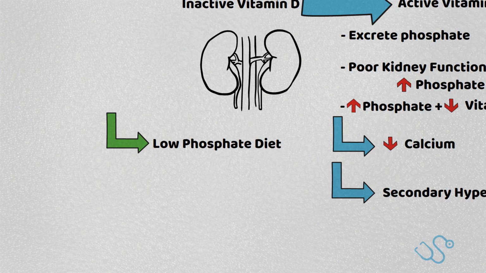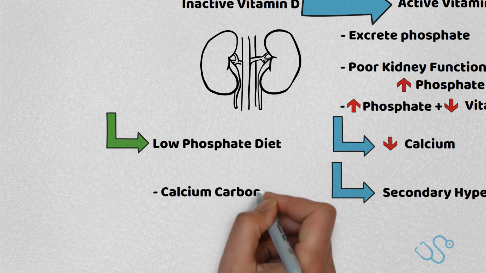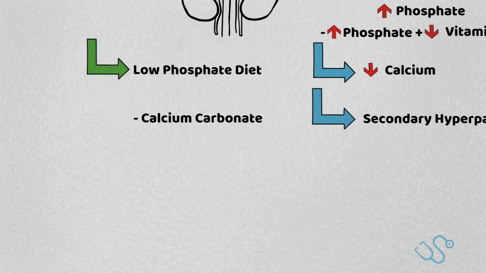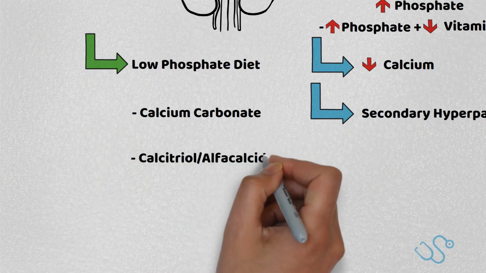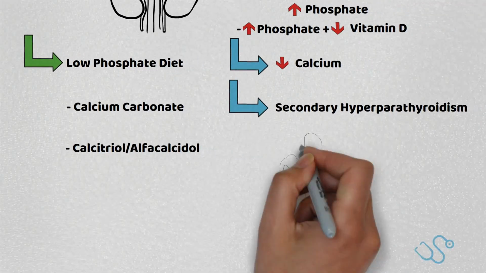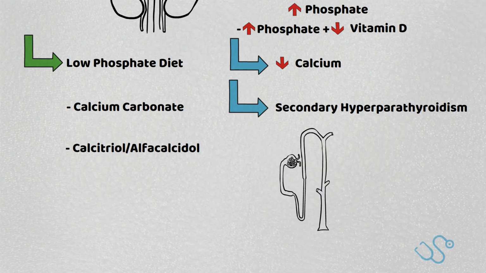Examples of phosphate binders include calcium carbonate or sevelamer. To correct the low vitamin D, calcitriol or alfacalcidol are usually given, which help boost the calcium supplies as well as help suppress the PTH.